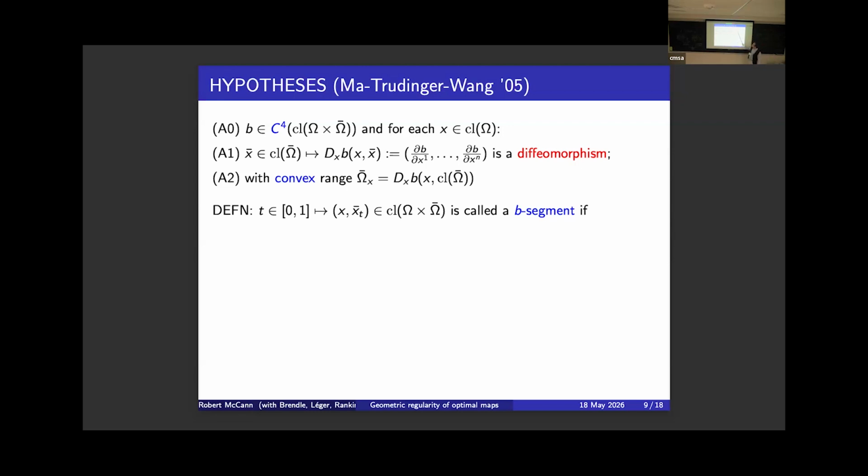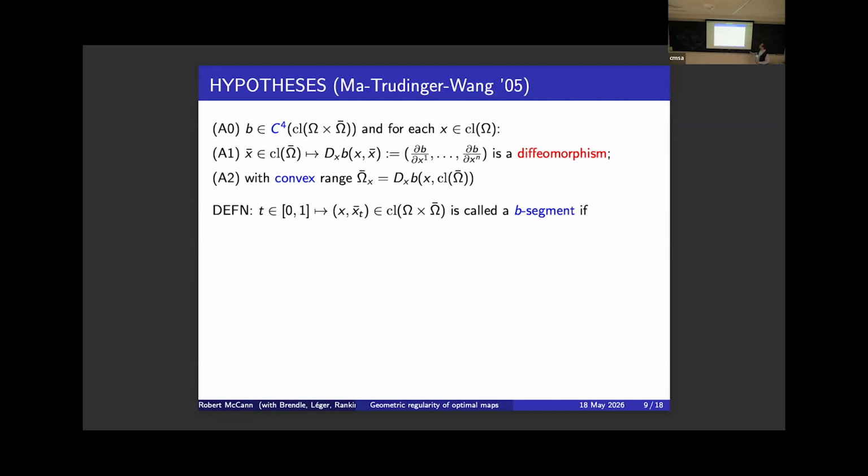So Ma-Trudinger-Wang said, let's restrict our attention to costs that are smooth enough. And moreover, if you fix x, when you take the x derivative of b, they wanted that to be a diffeomorphism as a function of x bar, between the domain and the tangent space. And then for each x, they wanted its range to be convex.